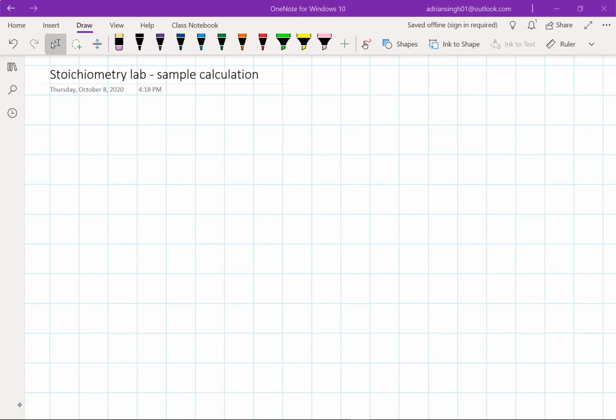All right, so we're going to take a look at an example of the calculations that you'll be doing for the stoichiometry lab that you did this previous week. So in the experiment, the reaction that you performed was that you made a copper(II) chloride dihydrate solution by mixing together, you weighed out between 2.3 and 2.4 grams of the solid copper chloride, and you added some water to it to make it aqueous.